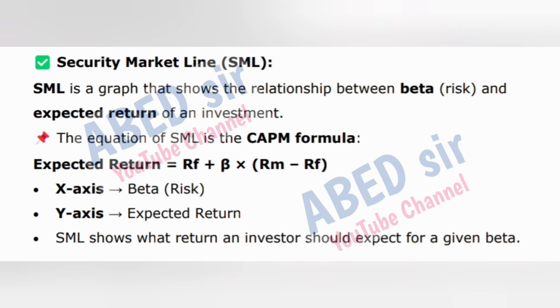The equation of SML is the CAPM formula. Expected return is equal to RF plus beta times (Rm minus RF). X-axis: beta, risk. Y-axis: expected return. SML shows what return an investor should expect for a given beta.